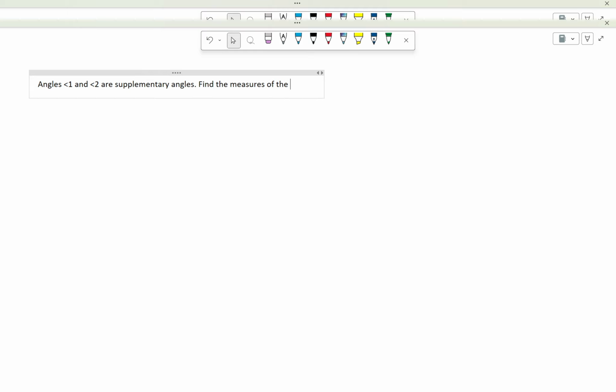We have angles 1 and 2. Angles 1 and 2 are supplementary angles. And we're going to find the measures of the angles when the measure of angle 1 is equal to 7x plus 13 degrees.